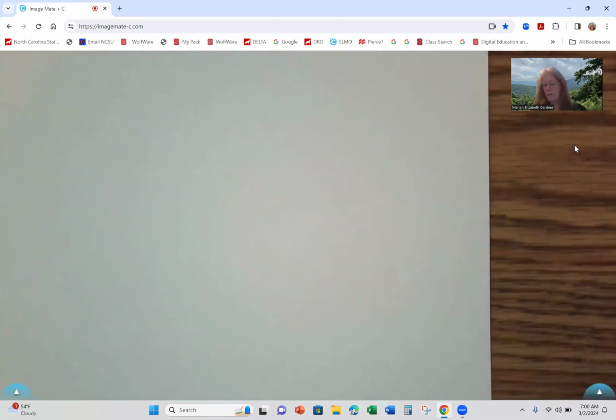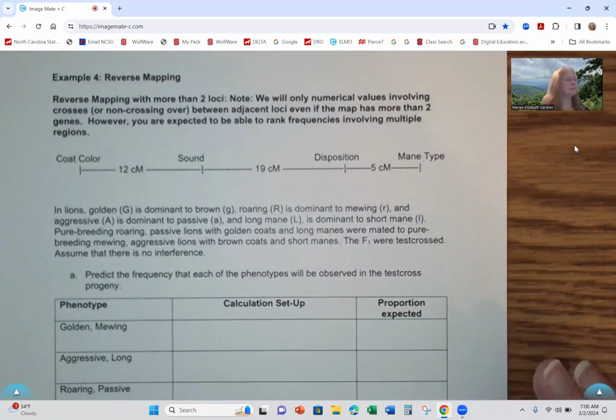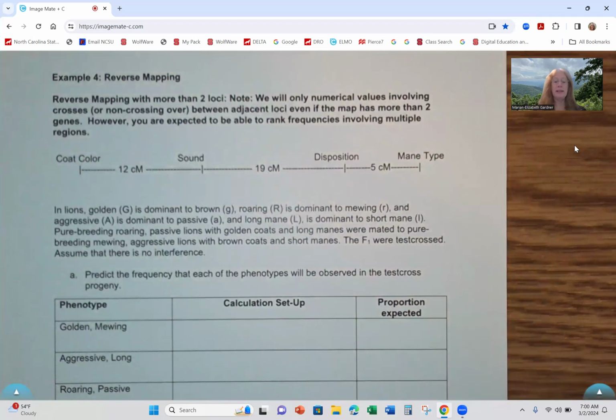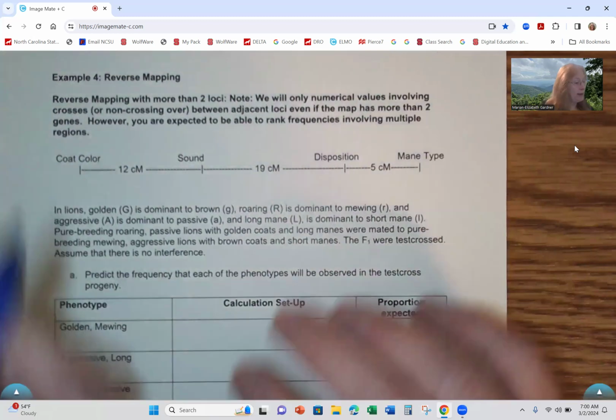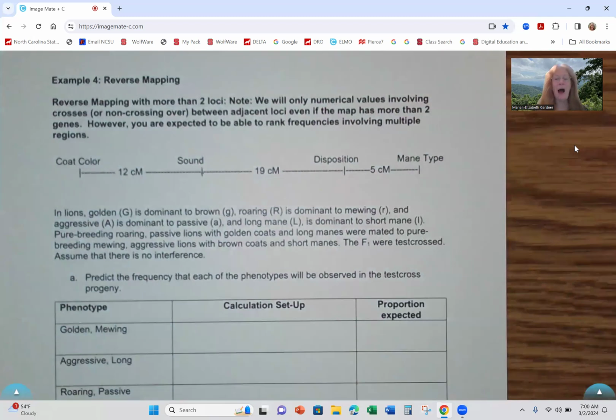All right, I think we have one more page of this worksheet. This is a reverse mapping problem. Here we're starting with the map and we're predicting frequencies of various progeny types. We are given the map, and look at this map. It's got 4 genes. Oh my, we haven't had that before. No problem. We're only going to look at genes that are adjacent to each other. There are lots and lots of genes along the length of a chromosome.